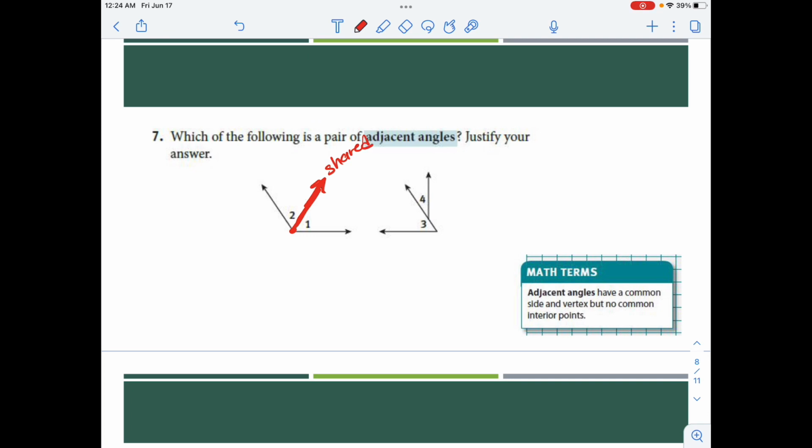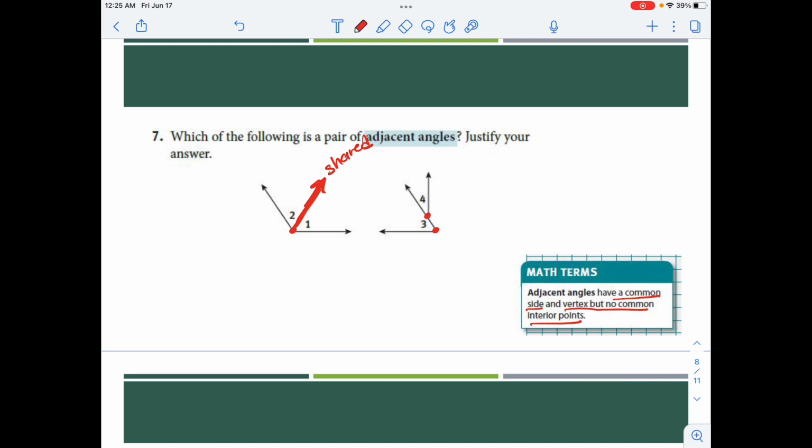But they do not overlap. Angles 3 and 4 do not have the same vertex. So the vertex for angle 3 is here, and the vertex for angle 4 is here. So they don't have a common one. They have two separate ones. That's why we are going to say angle 2 and 1, or angle 1 and 2, are adjacent angles. However, angle 3 and 4 are not adjacent angles. Again, adjacent angles must have a common side and vertex, but no common interior points.